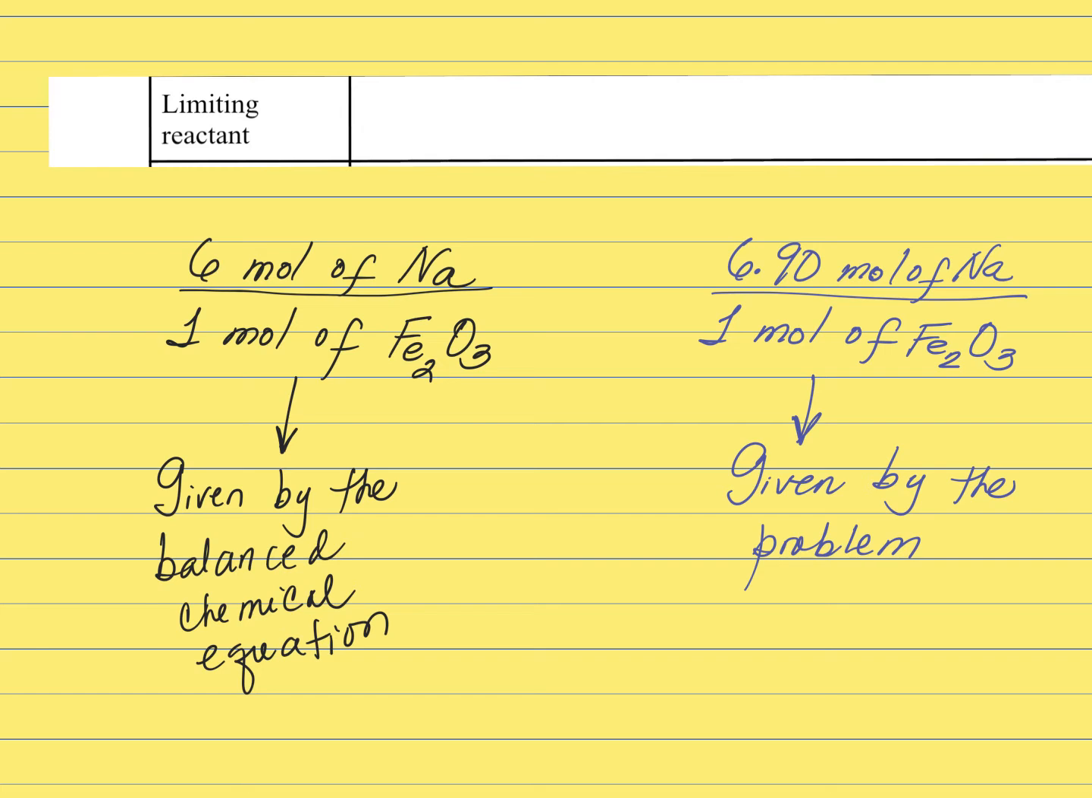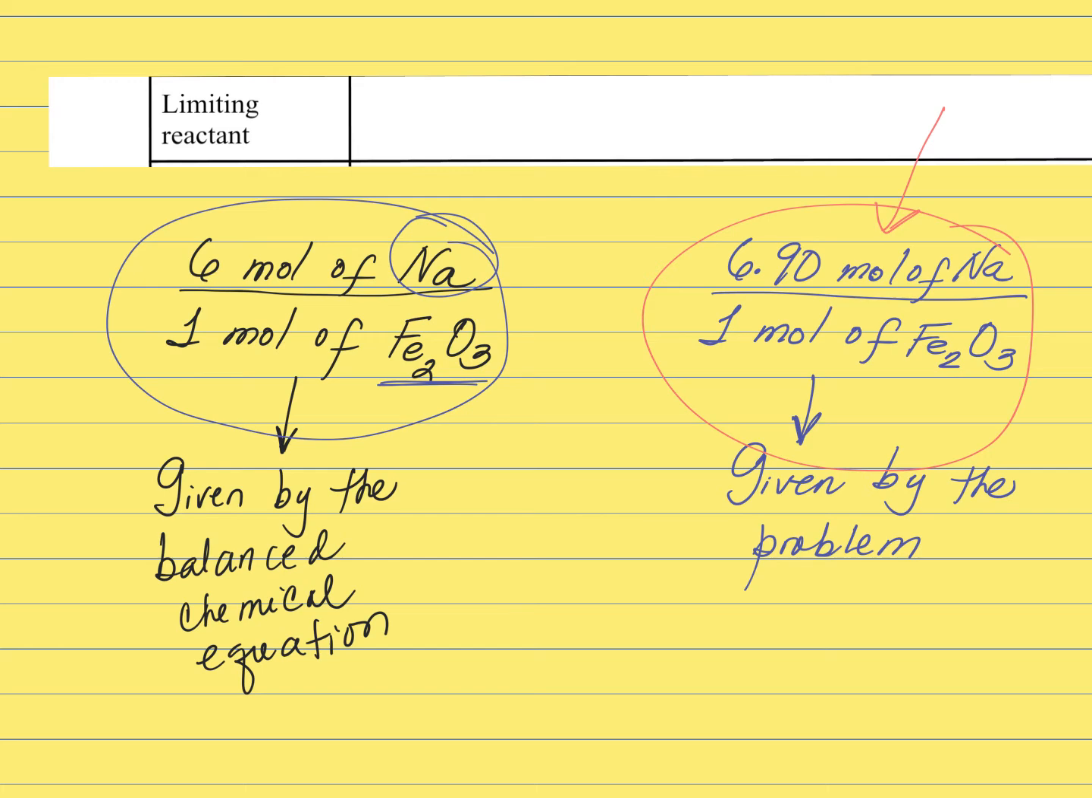Now in this step, I'm going to compare, because I need to decide which one of the two reactants is limiting my reaction. This mole ratio that you have over here is given by the balanced chemical equation, which is telling you that for 1 mole of iron trioxide, you need 6 moles of sodium. This mole ratio over here is the real one that you have, which is telling you that for 1 mole of iron trioxide you have that amount of sodium. So you have more sodium than needed if you compare that to the balanced chemical equation.